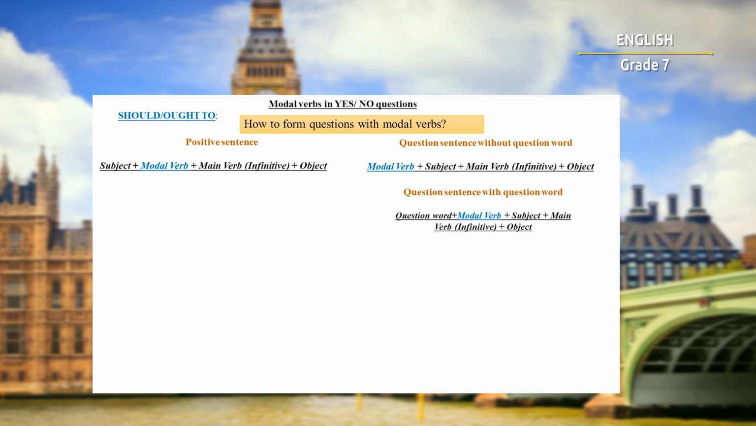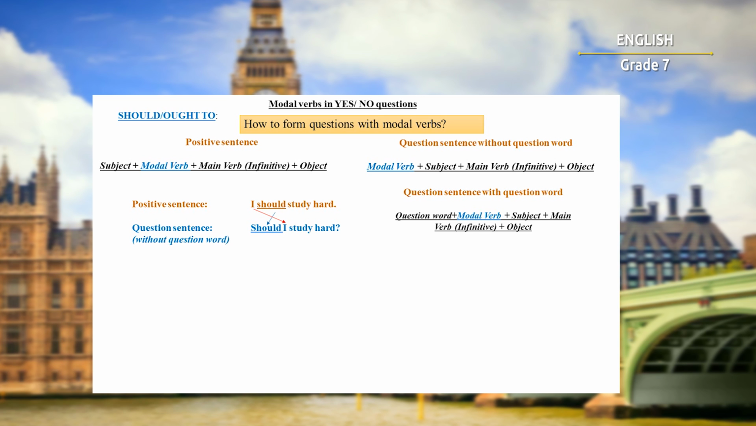As we know, question sentences can be also with question words. Question word plus modal verb plus subject and main verb in infinitive and object will help us to build up question sentences with question words. Let's look at some examples. In a positive sentence, I should study hard, we see should in the second position. Let's make up a question sentence without question word. Should I study hard? You can see that in the positive sentence, in the question sentence, the positions of the subject and the modal verb have changed.